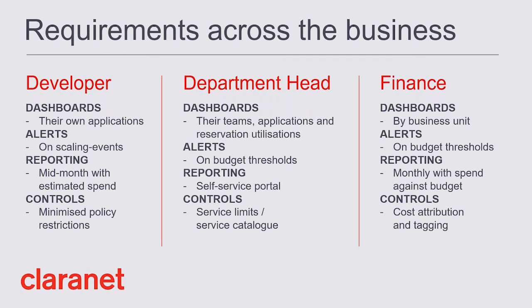And then from a controls point of view, finance and department heads like them to an extent. Developers don't. It's trying to find the right kind of balance. Finance tends to be all around cost attribution and tagging things, whereas department heads will look at what's in the service catalog, whether you can do it, how big you can spin something up, any kind of limits that are in place like that. And it really is a case of, you can't go online and find a recommended list of the policies and controls we think you should put in, because it differs for every organisation.